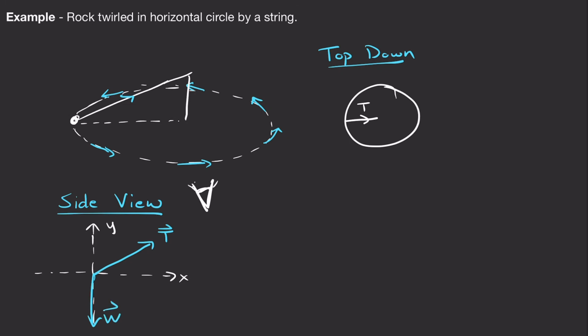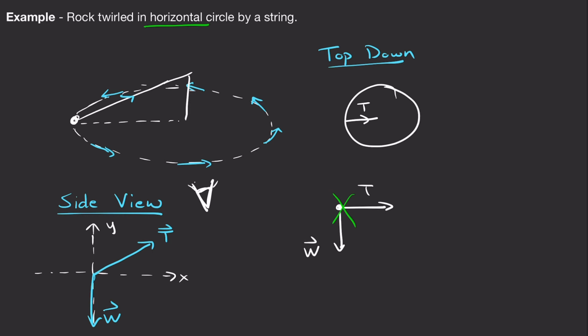Okay, so some might ask a question, why isn't it just drawn horizontally? So why isn't your free body diagram tension straight to the right and the weight straight down? Well, it says that it is spun in a horizontal circle.